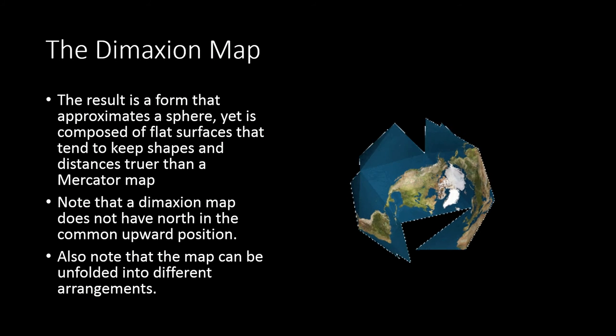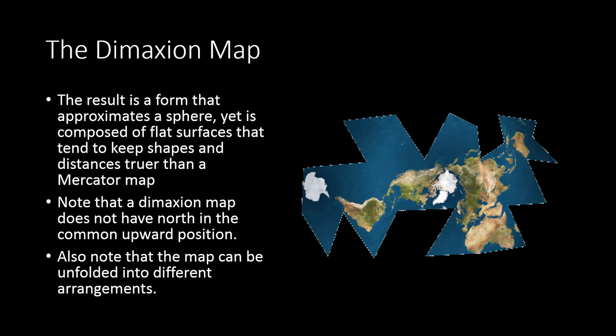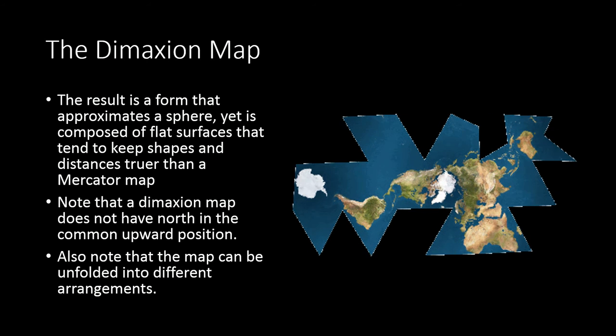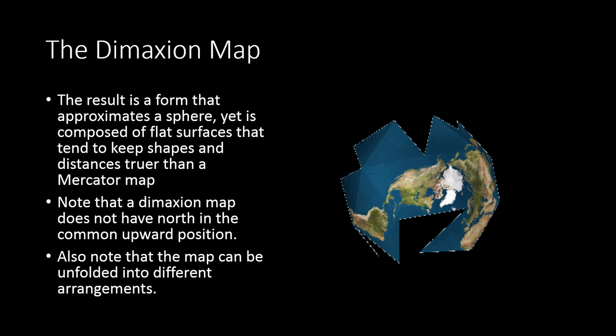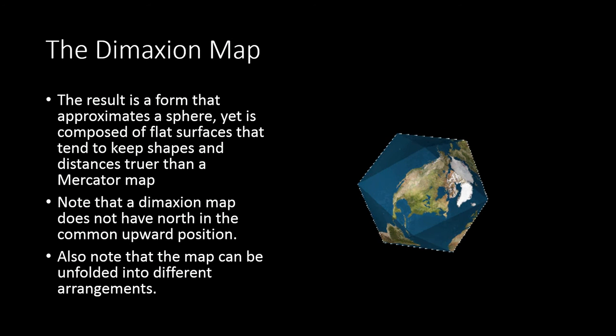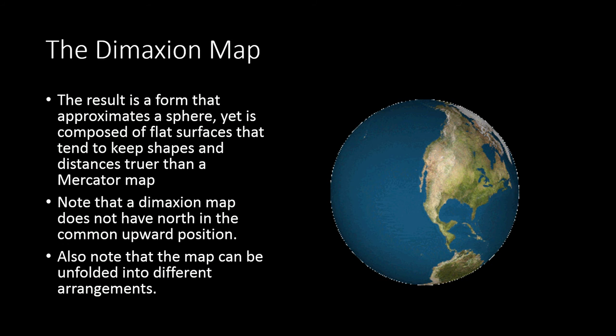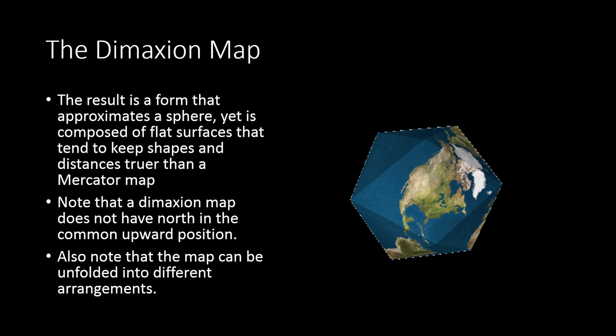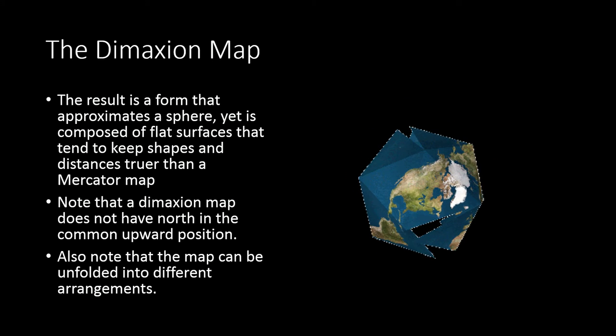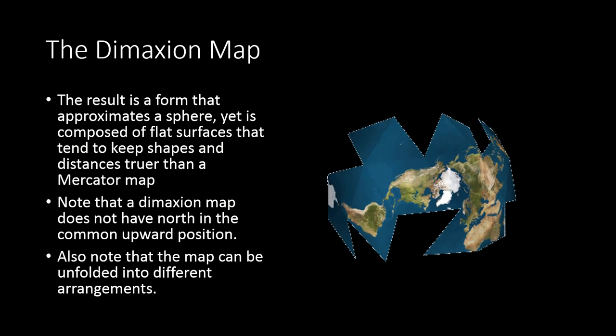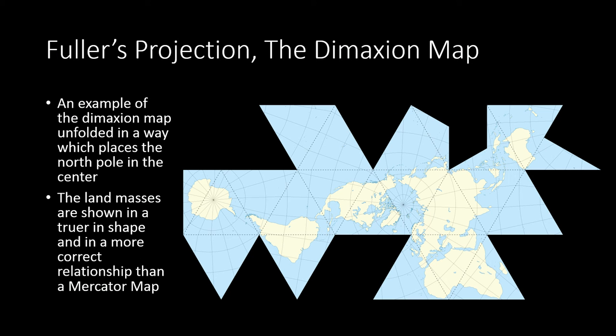But it shows how the world gets turned into, instead of a cylinder, that polygonal form, and then it gets unfolded and unrolled. Okay? And that is called the Dymaxion map or the Dymaxion globe. It is sometimes also referred to as Fuller's projection. So here's an example of Fuller's projection, right? And you can see that it's unfolded in a certain way.